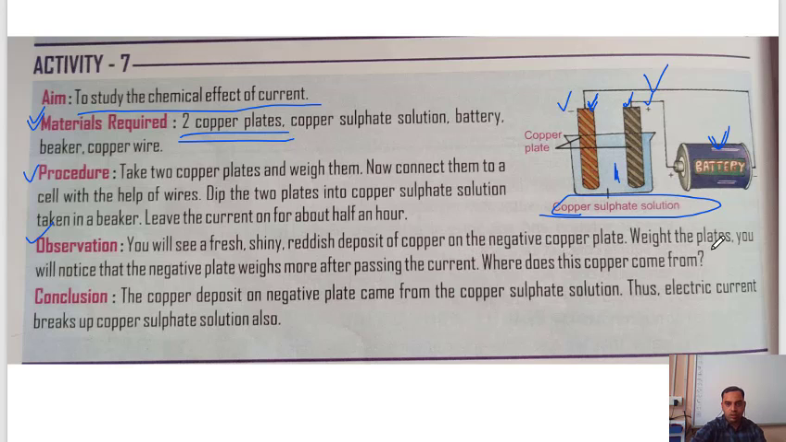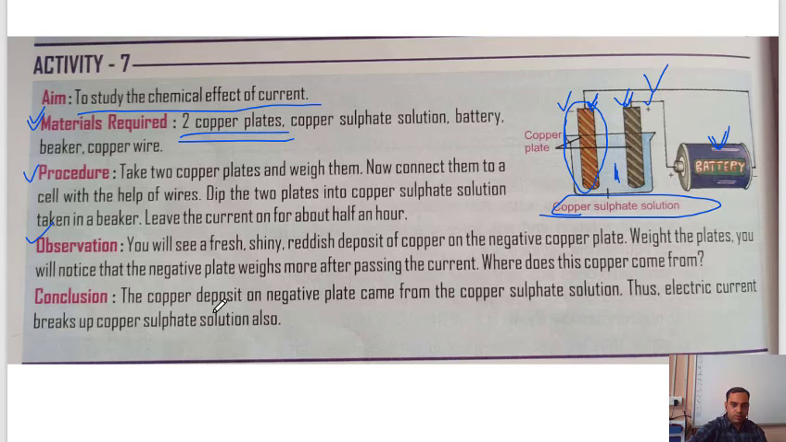If you weigh the plates, you will notice that the negative plate weighs more after passing current. Where does the copper come from? Initially, when we took the plates, the two plates were identical, having the same shape and the same mass. Now after this experiment, if you measure the weight of these two copper plates, the weight of the plate on this side is more compared to this one. Earlier the weight was the same, now the weight differs. So why is there a change in the weight?